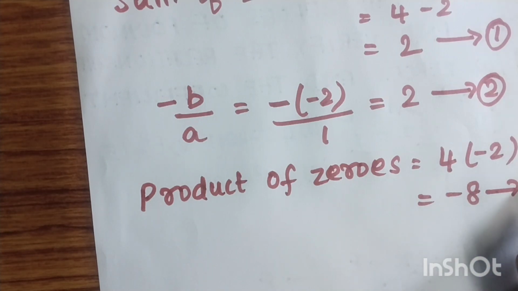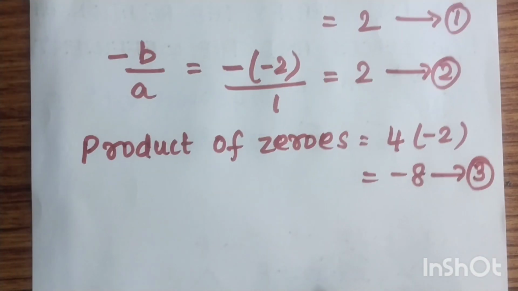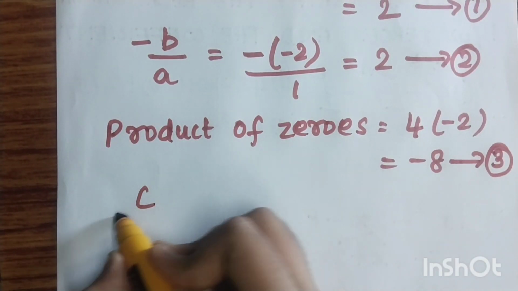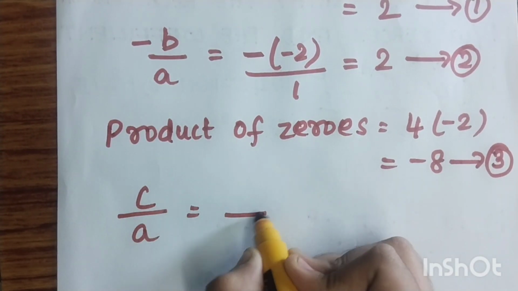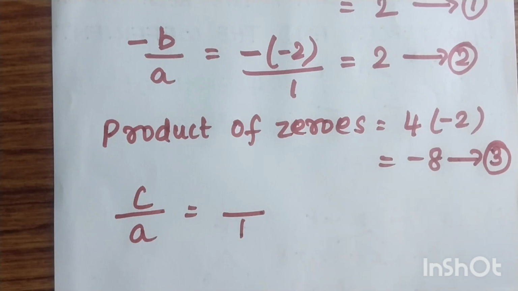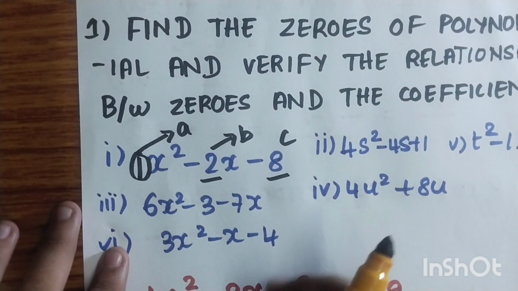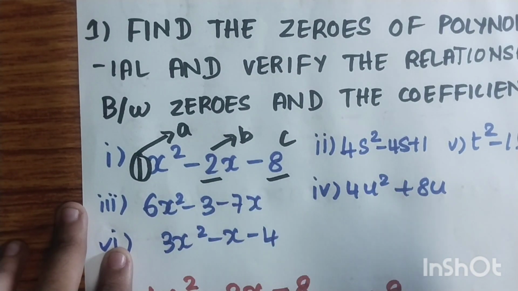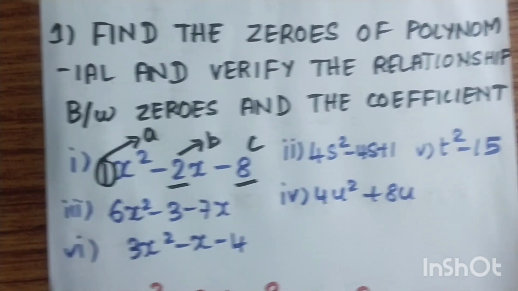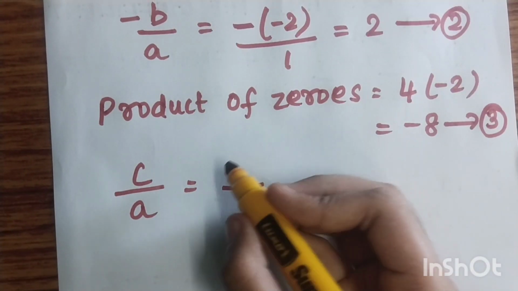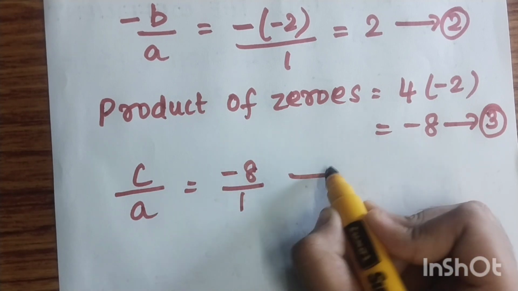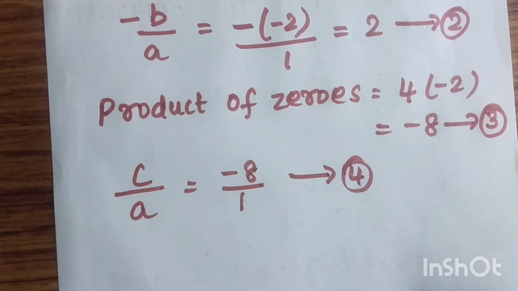So this is my third equation. And next one is c by a, right? My a is 1 and my c is... no, it's minus 8. Okay, with this sign we have to consider it. Every value with this sign. So my c is minus 8. So this is my fourth equation.